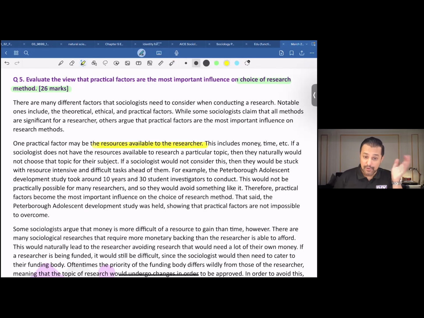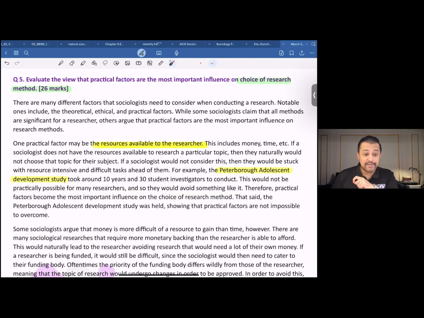For example, Peter Willmott's adolescent development study took around 10 years and 30 student investigators to conduct. This would not be practically possible for many researchers, and so they would avoid something like this. A longitudinal research that took 10 years, not everyone would have the time and the funds, the money, collectively referred to as resources, to be able to do this.